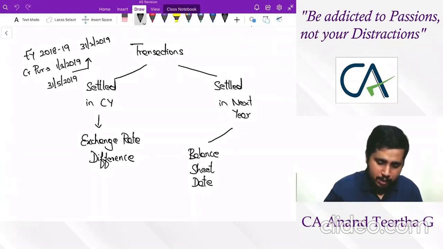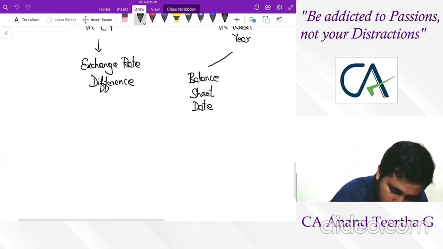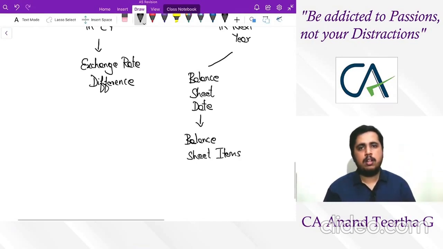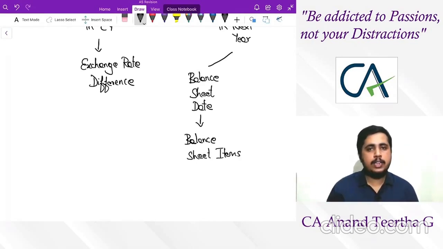So on the balance sheet date, what happens? First, consider those balance sheet items. Now, all the accounts are not balance sheet items. I am telling you only the balance sheet items are supposed to be considered. All the other ones other than balance sheet items, what do you find? You will find P&L items. Ignore P&L items because they will be directly shifted to P&L in the account you have recorded for. I'll give you an example, so don't worry on that.